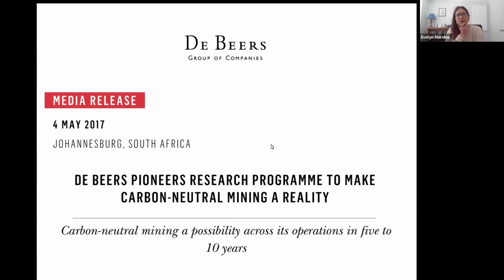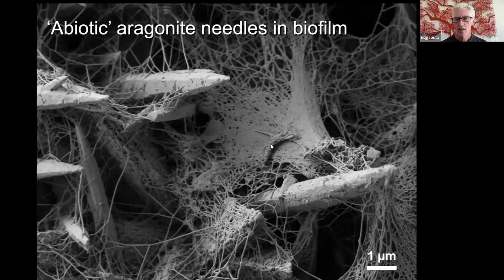Gordon, just quickly, for those of us who are not microbiologists, what is an exopolymer? Sorry, just define what an exopolymer is for those of us who are not microbiologists.